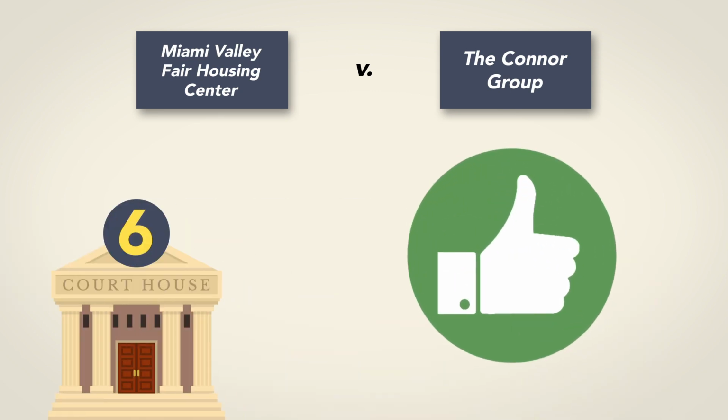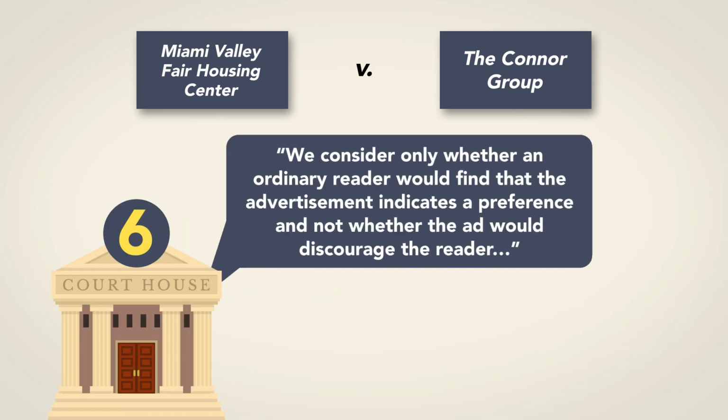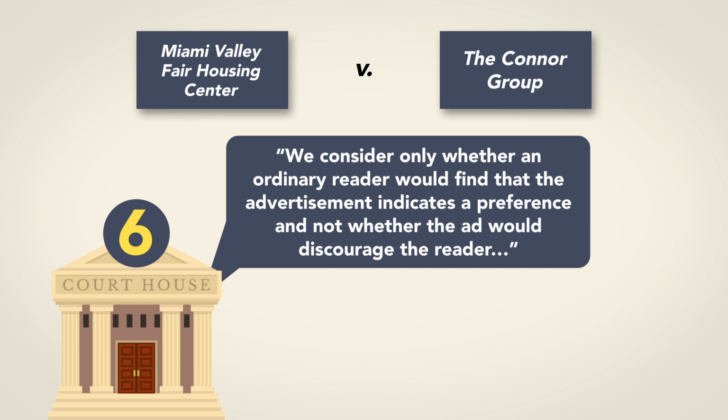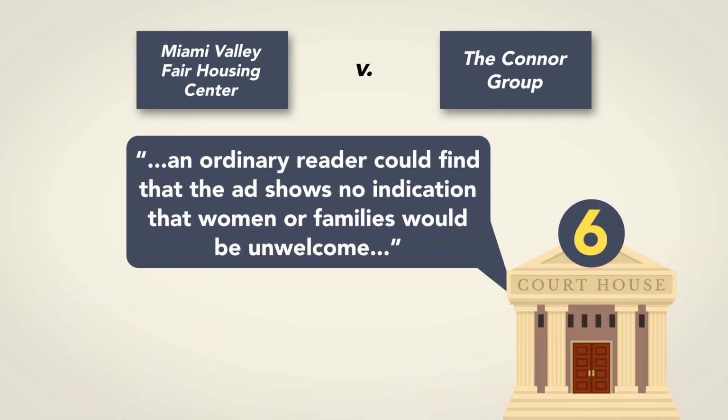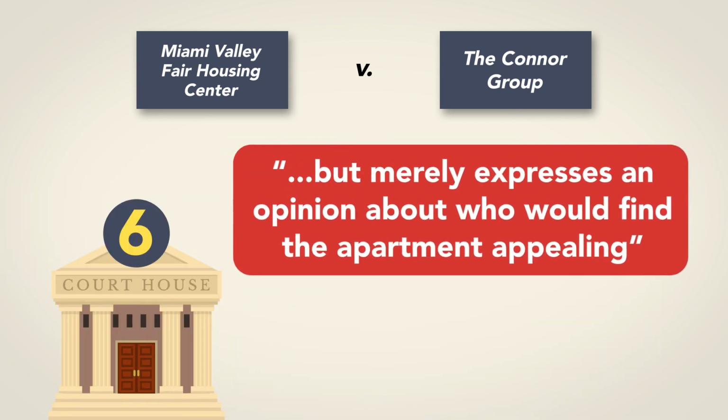Ruling in favor of the defendant, the appeals court stated, "We consider only whether an ordinary reader would find that the advertisement indicates a preference, and not whether the ad would discourage the reader. An ordinary reader could find that the ad, while badly worded, shows no indication that women or families would be unwelcome, but merely expresses an opinion about who would find the apartment appealing."